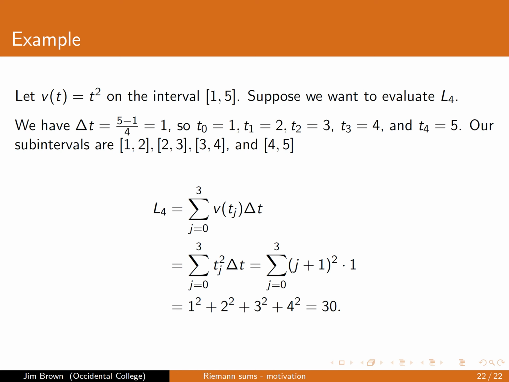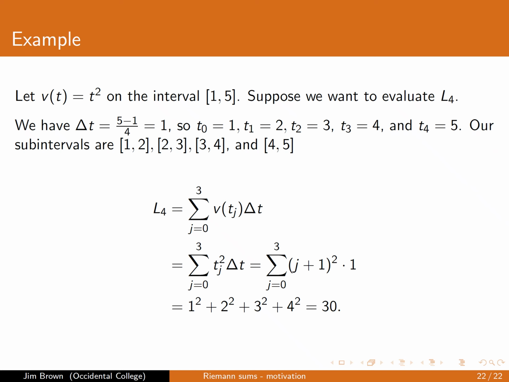So we start at j equals 0, and we're going to go up to 3. And so we want to evaluate our function v of tj delta t. And so when we evaluate v of t at tj, this is just tj squared. And now notice tj, each one of these is j plus 1. So when it's 0, it's 1. When it's 1, it's 2. When it's 2, it's 3. So tj is just j plus 1. So we can replace that with j plus 1 squared. And then my delta t was just 1. So I have j plus 1 squared times 1.